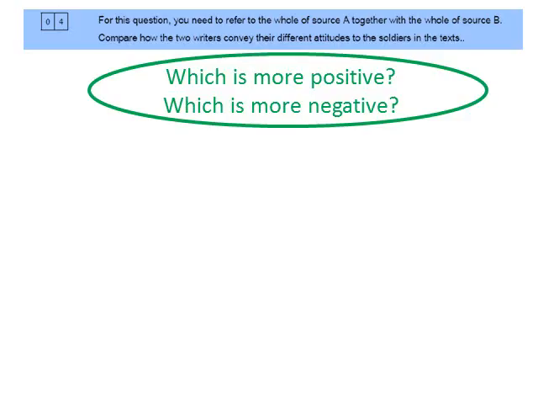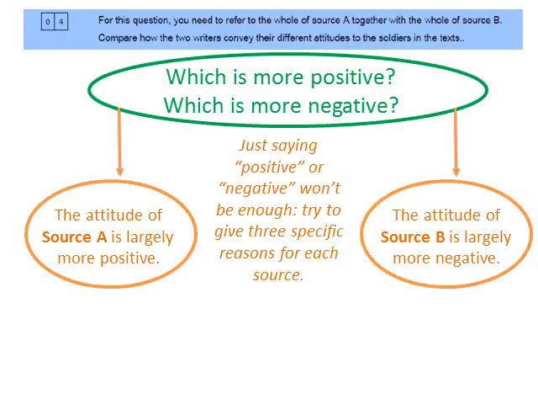An easy way of beginning with this comparison question is to ask yourself these questions. Which one is more positive? Which one is more negative? In the examples from the soldier paper, it's clear that source A is largely positive and source B is largely negative, but saying this obviously won't get us very far.